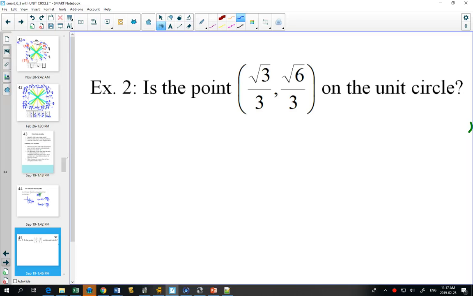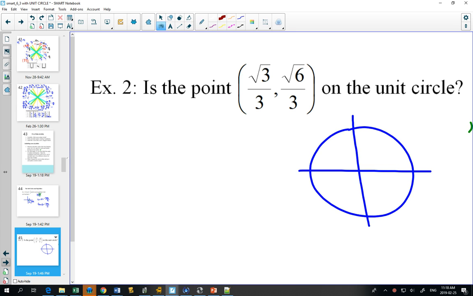Is this point on the unit circle? Now, the number one mistake that people make in this question is they say, I've memorized my unit circle, and I know those points. Are those the only points on the unit circle? No. Wouldn't you agree that there's a point right there that we have not memorized? We don't even know the coordinates of that one. So we can't just say, no, this isn't one of the ones I've memorized, so it's not on the unit circle.